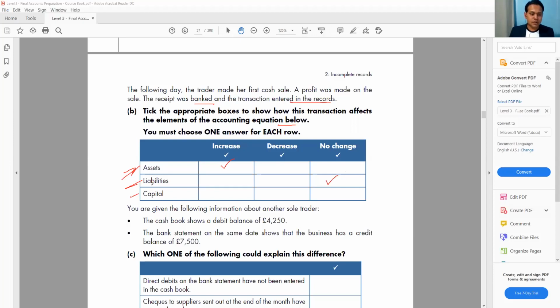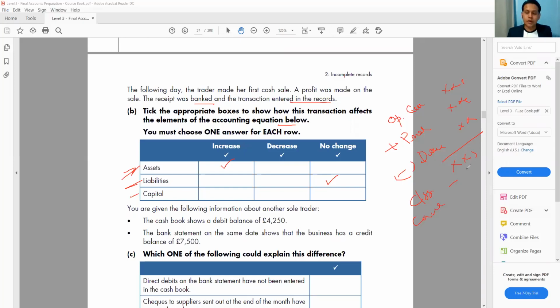What about the capital? Does the capital increase, decrease, or have no change? Increase. Very well done. Because the capital is part of profit. So if you remember your capital equation, it said opening capital, then plus profit, then less drawings. That will give you the closing capital, isn't it?